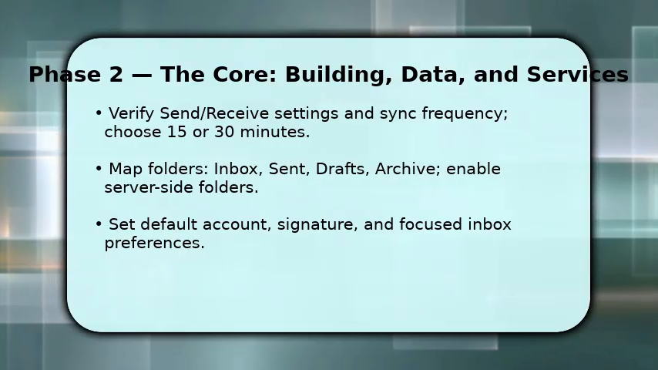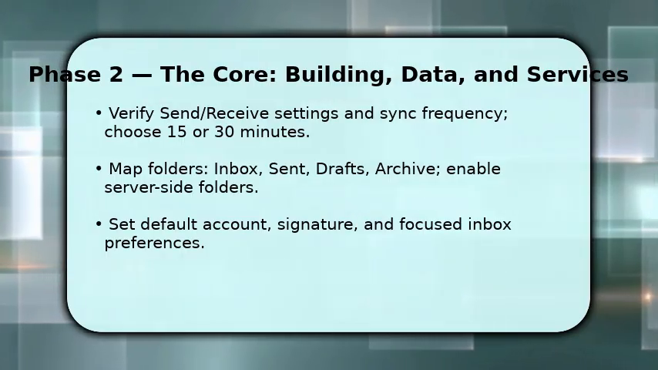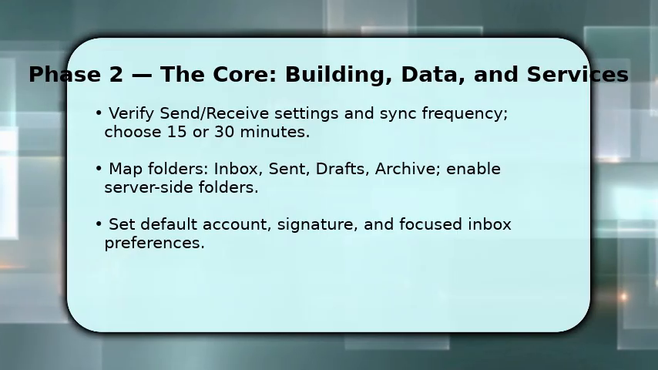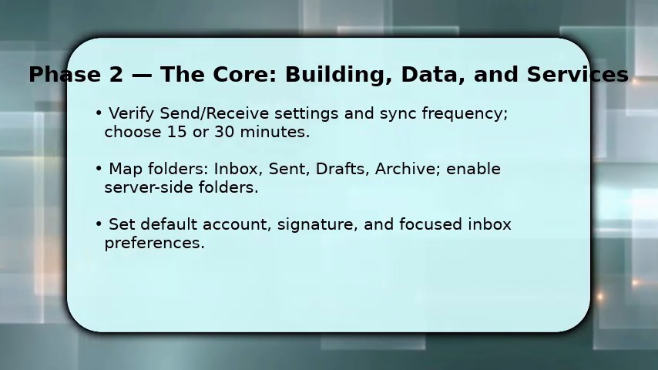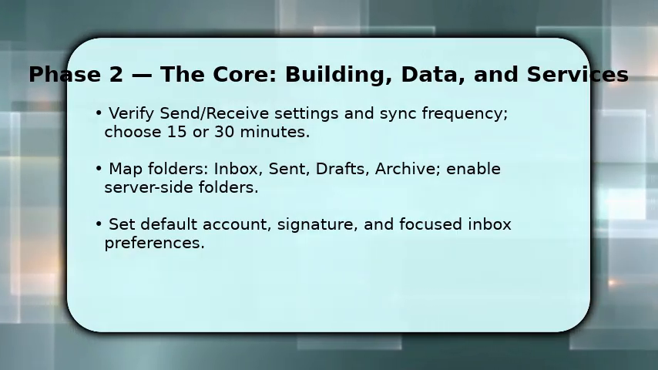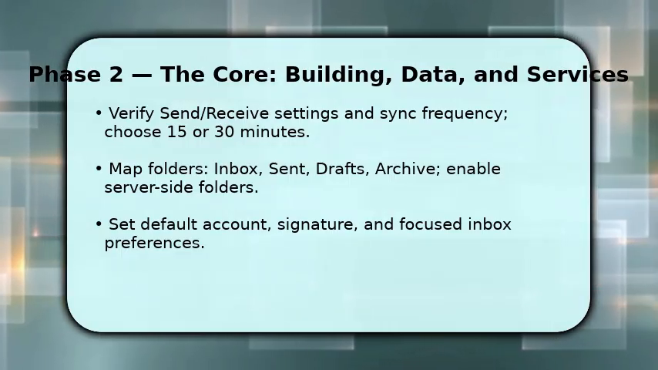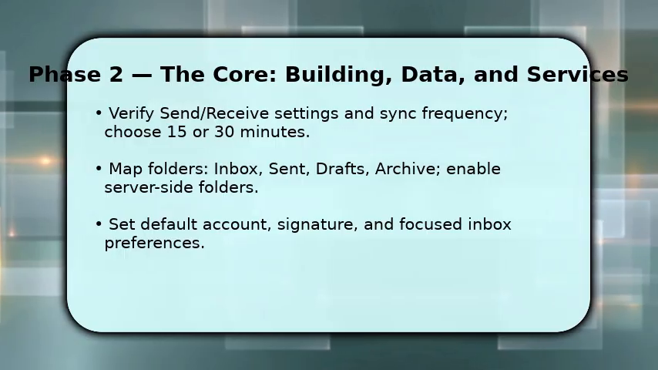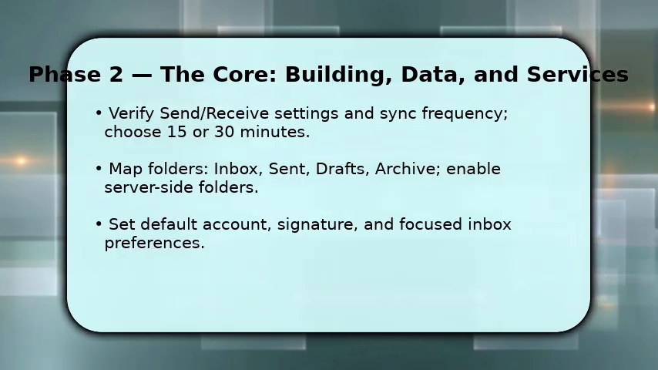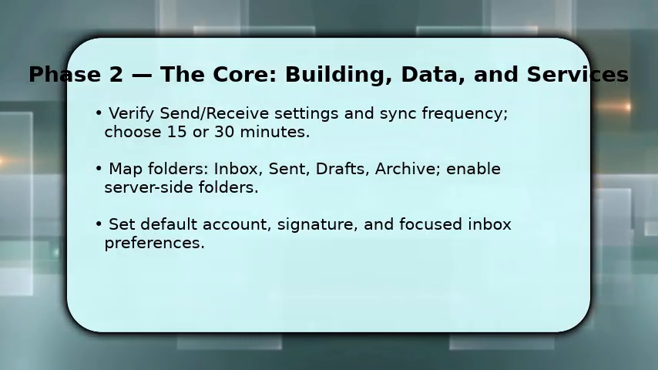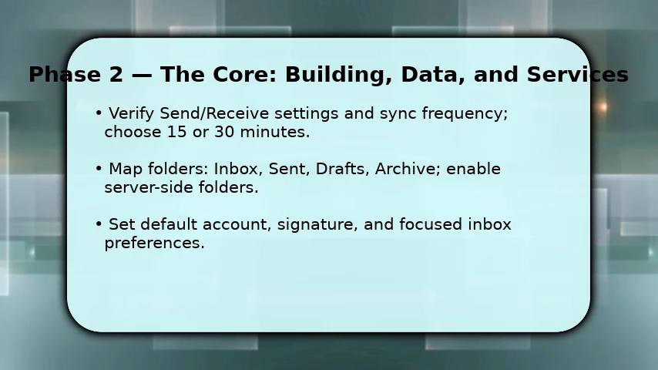Next, map server folders so sent and drafts align with the company server. This prevents duplicates. Make sure the correct account is default for sending. Then create a professional signature and enable or disable focused inbox according to your workflow. These steps ensure consistent delivery, visible archives, and predictable behavior across devices.